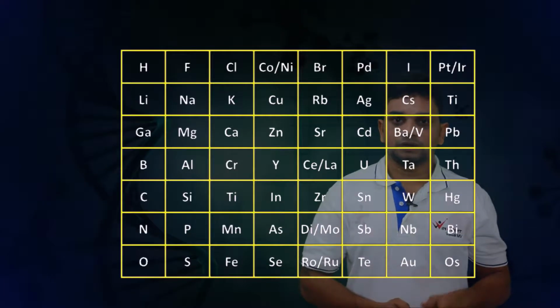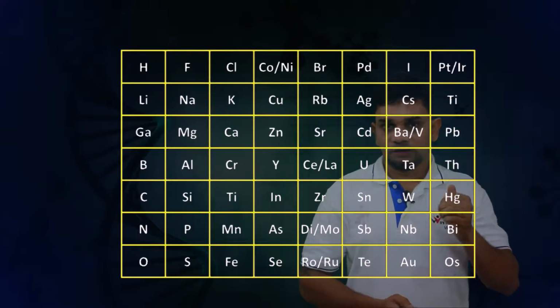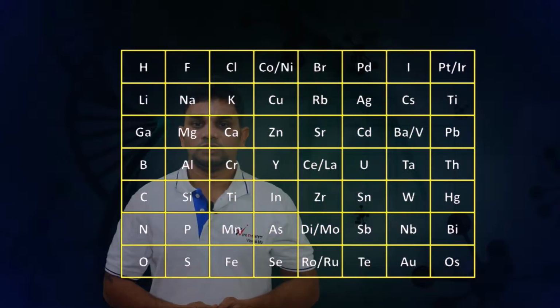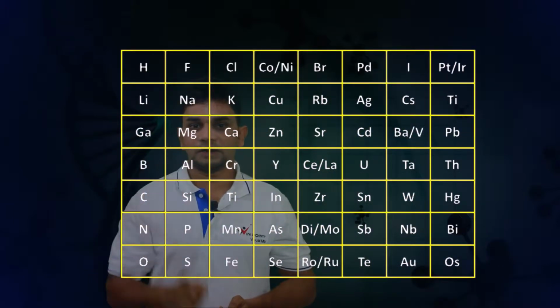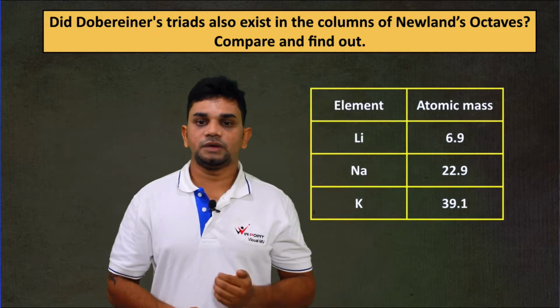This is the arrangement done by Newlands. He classified the elements into a table in the increasing order of atomic masses. Can you find any of the triads here? Yes, here you can see one triad, lithium, sodium and potassium. Answer is lithium, sodium, potassium.